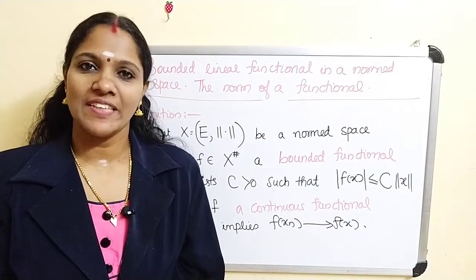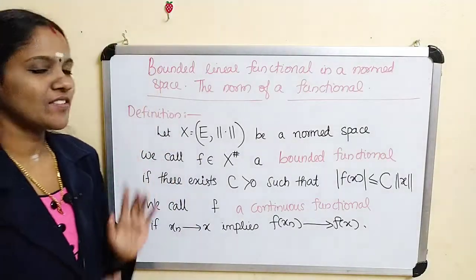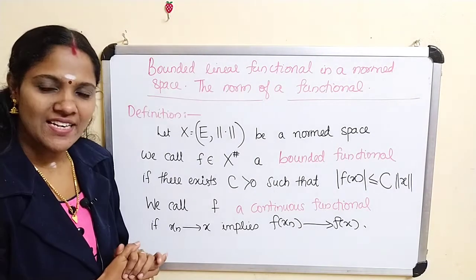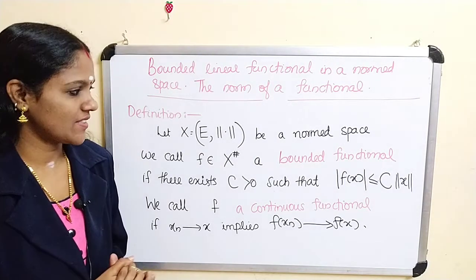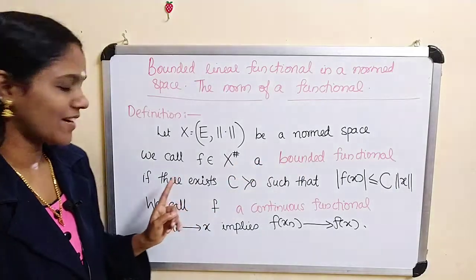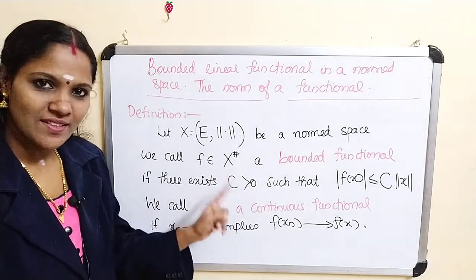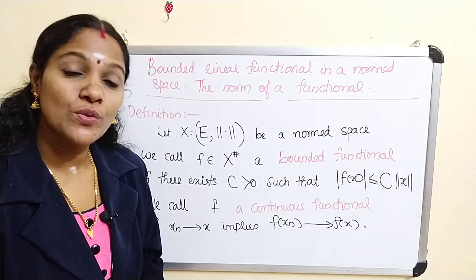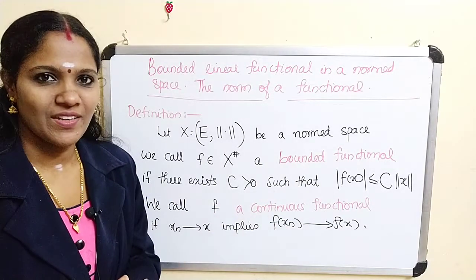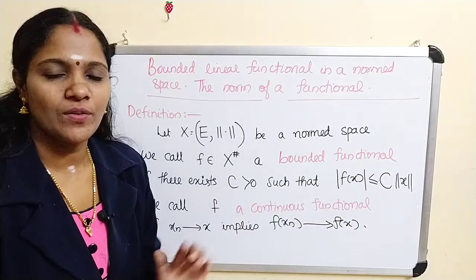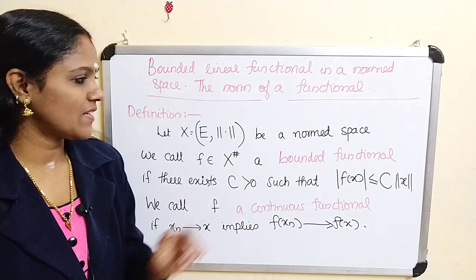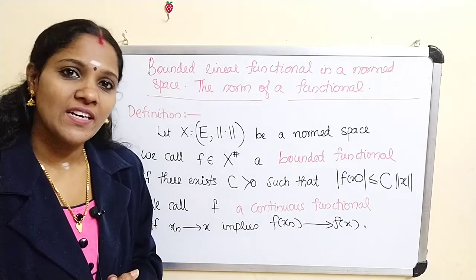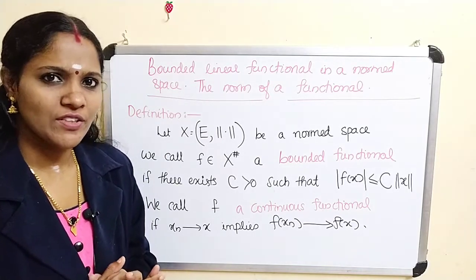The definition: let X be a normed space, a linear space. f belongs to X hash, that means f is a linear functional, and it is called a bounded functional if there exists a capital C greater than 0 such that modulus of f of x is less than or equal to C into norm of x. Then we call f a bounded functional.